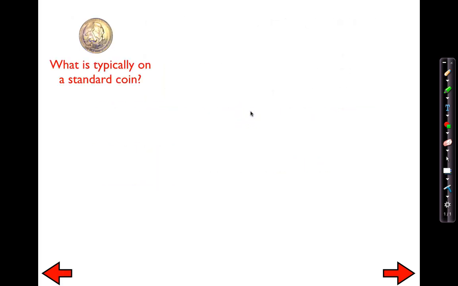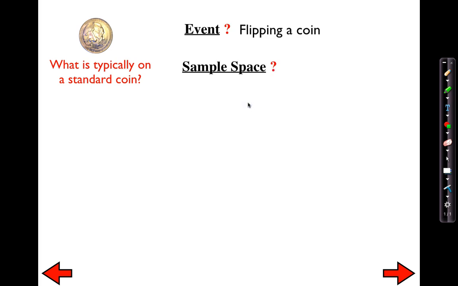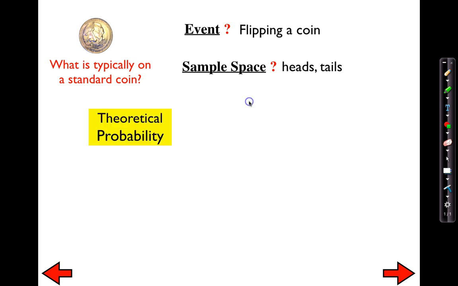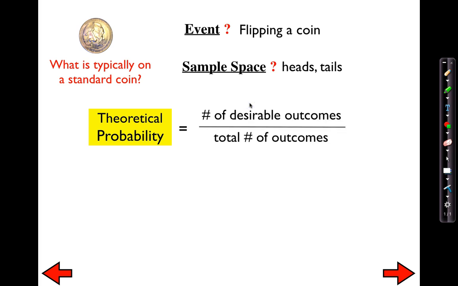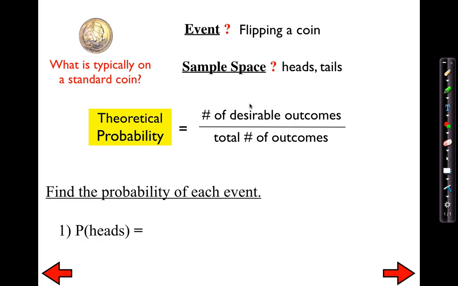So what is typically on a standard coin? Well, the event is flipping a coin. The sample space, again, is all the possible outcomes, so it's going to be heads or tails. Theoretical probability, as a reminder, is the number of desirable outcomes over the total number of outcomes. So find the probability of each event. What's the probability of it landing on heads?